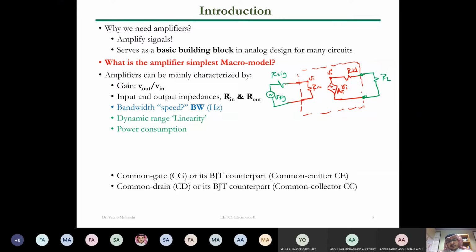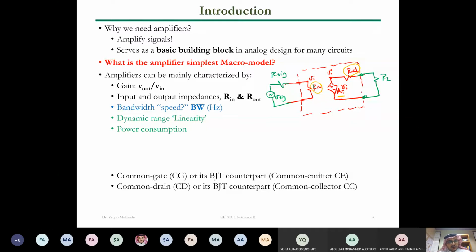But in the macro model, we have only three parameters: the input impedance R in, R out, and the amplification or the gain of the circuit. So now we can decide which R signal and which load we can connect to the circuit without affecting the overall performance. But we don't know if the amplifier will sustain the operation for a wide spectrum of frequencies.